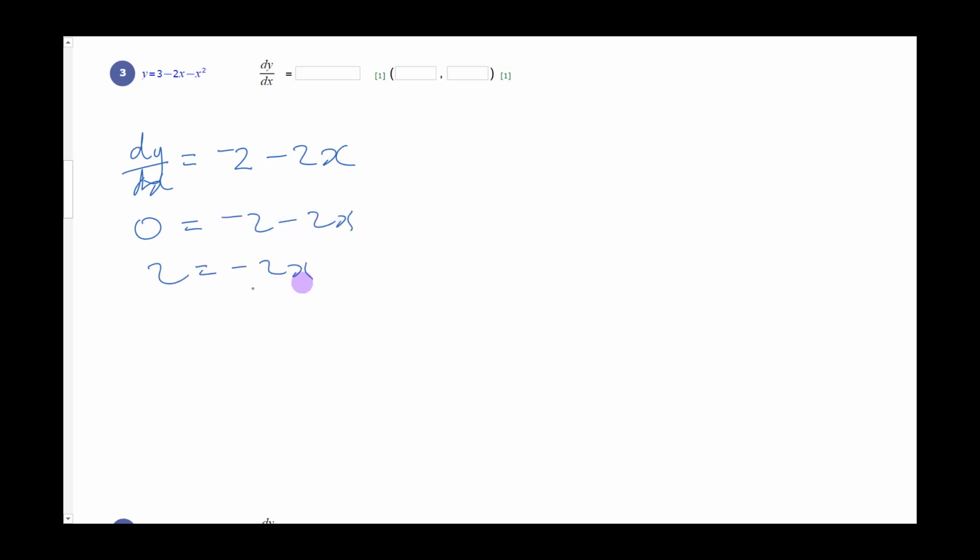Do another one. Okay, differentiate this. So we get dy by dx, because we've got to find where the gradient is equal to 0, equals, the 3 goes to nothing, minus 2x goes to minus 2, the x squared goes to minus 2x. Remember, we're going to make that equal to 0, so we get 2 equals minus 2x, so x equals minus 1. So when the gradient function equals 0, we get x equals minus 1.